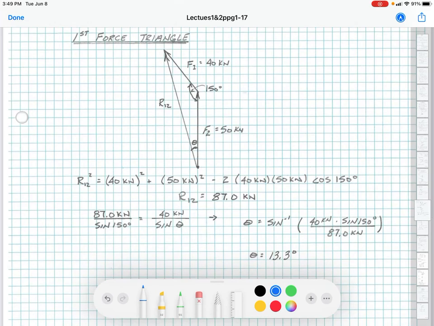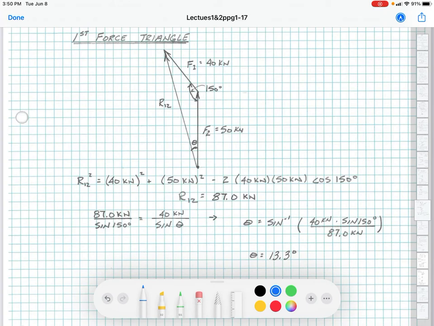Then we go to our law of sines. And remember, we're looking for R12's sense. So we've got R12 is 87, and then the opposite angle, so that's 150. So R12 over the sine of 150 is equal to 40 times the opposite here, which we're calling theta, over the sine of 40.